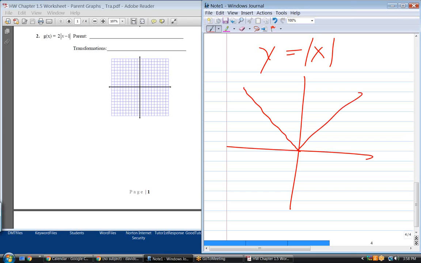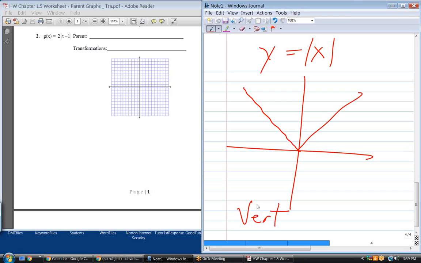Okay. What 2 things are happening to it? With what transformations? In other words, the parent function is going to be y equals absolute value x, but the transformations you have to list. You got 2 of them. Yes. What are they going to be? 2 will be a horizontal stretch. No, it's a vertical. Yikes.